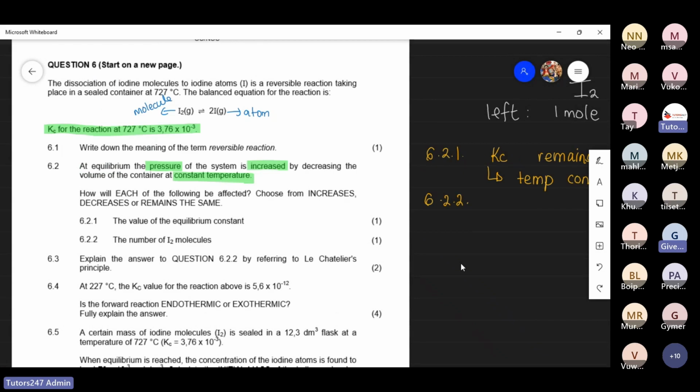Now, question 6.2.2. The number of I2 molecules. So we need to find out how will an increase in pressure and a constant temperature affect the number of iodine molecules? So let's have a look. Our iodine molecules are on the left side, right?